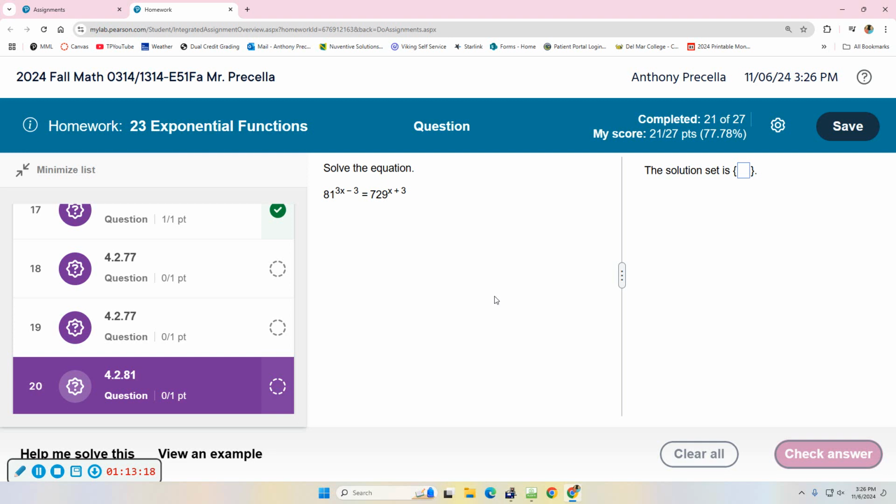Number 20. Hey, this is the first time we've seen an equation where there's a variable on both sides. We have 81 to the 3x minus 3 equals 729 to the, is that an x plus 3?